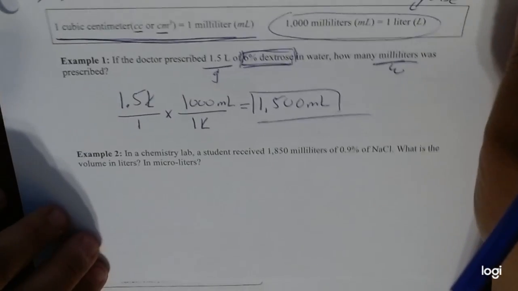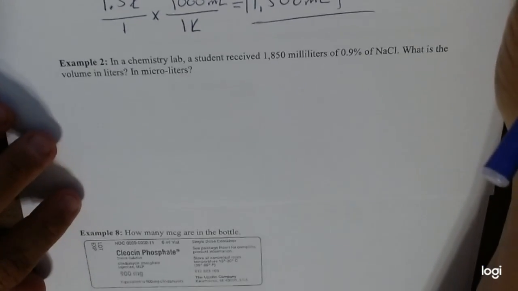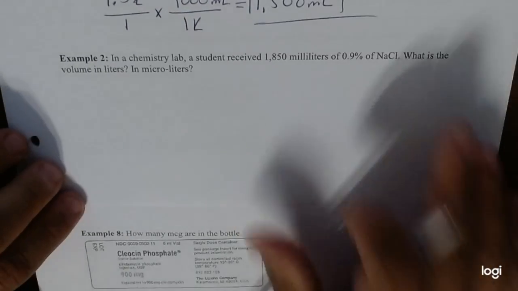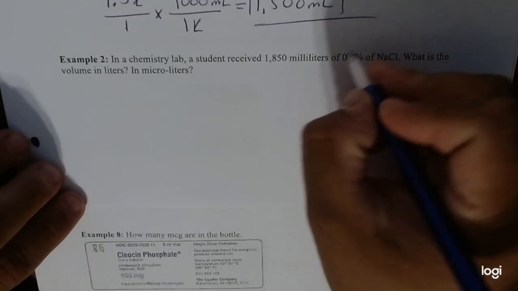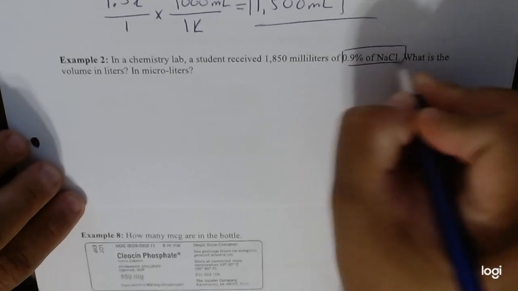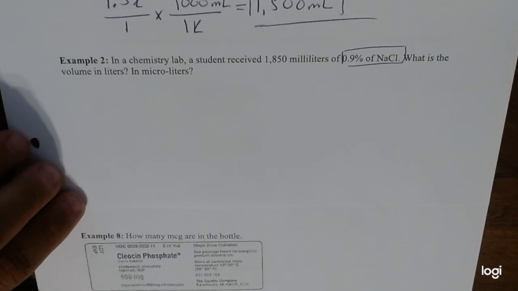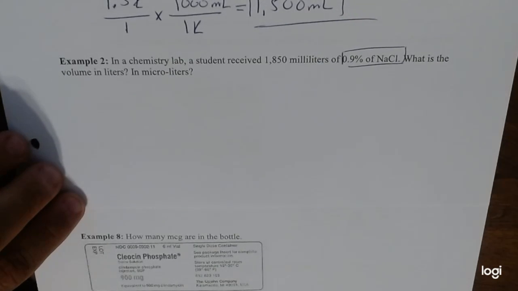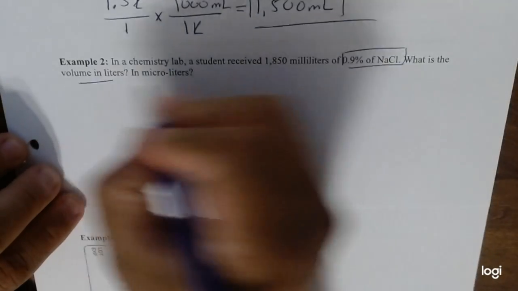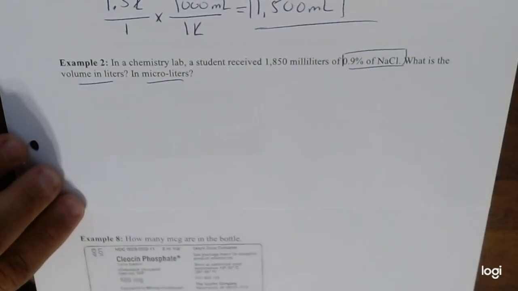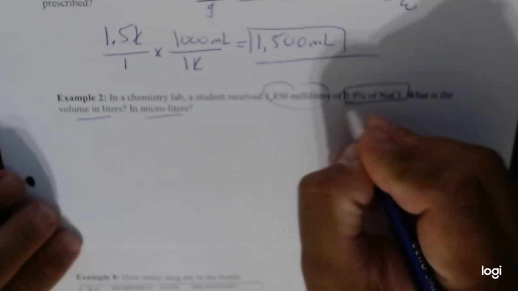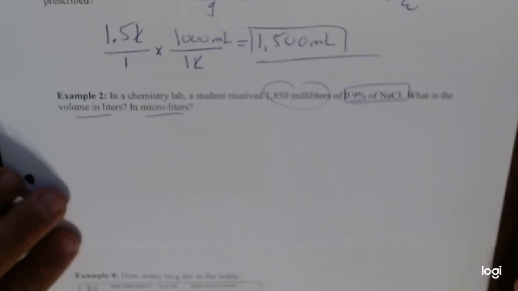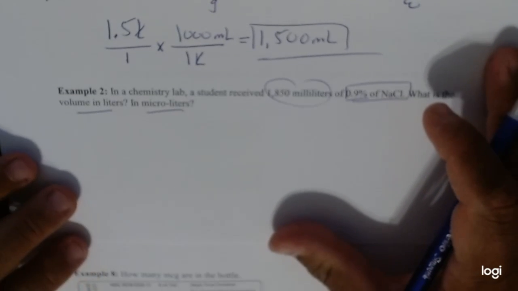Right, this is part 2 of chapter 4, metric and household systems. Question 2: in a chemistry lab, a student received 1,850 milliliters of 0.9% NaCl. What is the volume in liters and in microliters? Now again, notice the percentage has nothing to do with that. You're converting this to each one respectively, so don't be fooled. Stuff like that can throw you off, so you have to pay attention to the information.